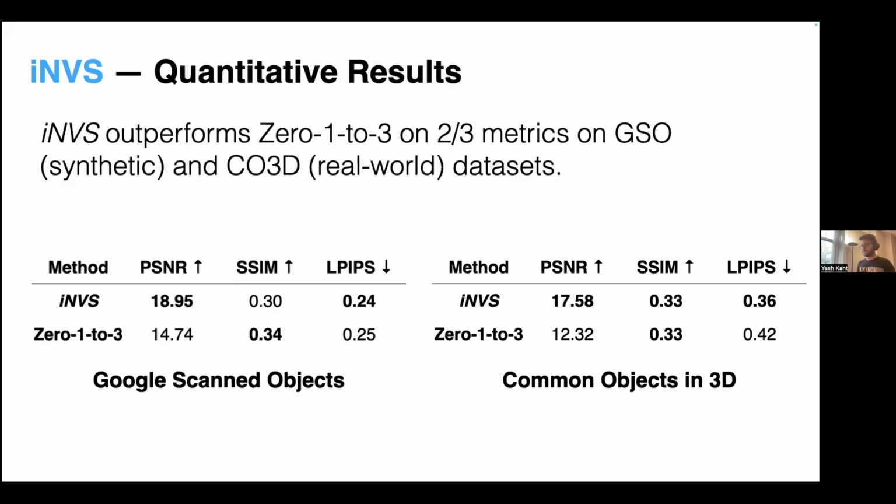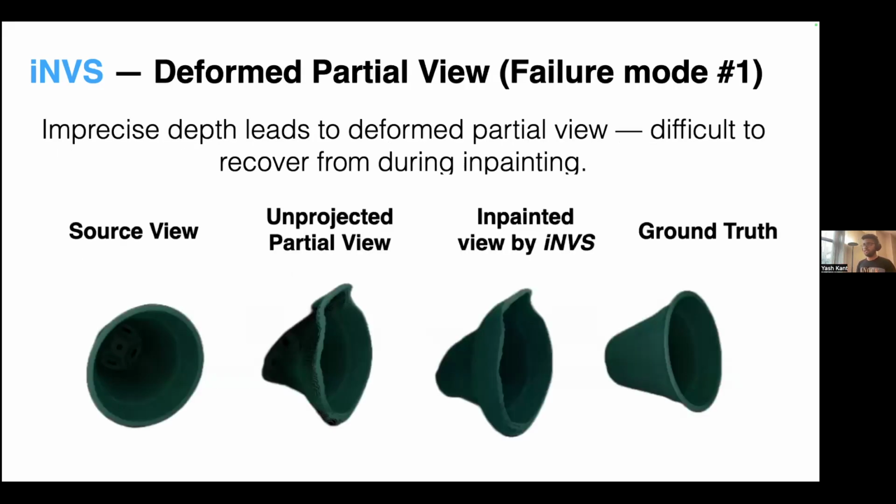And we show this on 2 different datasets. GSO is a synthetic dataset of synthetic assets, and the second one is Co3D, which are human-captured objects or videos.